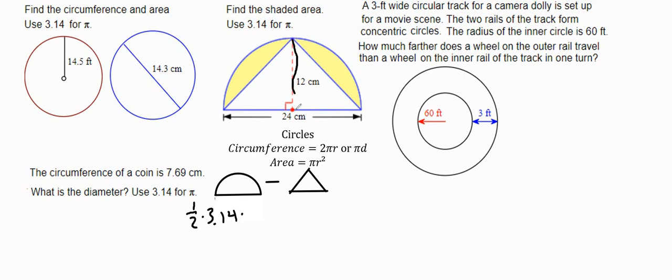And the radius is halfway across from the center, which is 12. And this is going to be 226.08. And as a check, your half a circle should be bigger than your triangle.